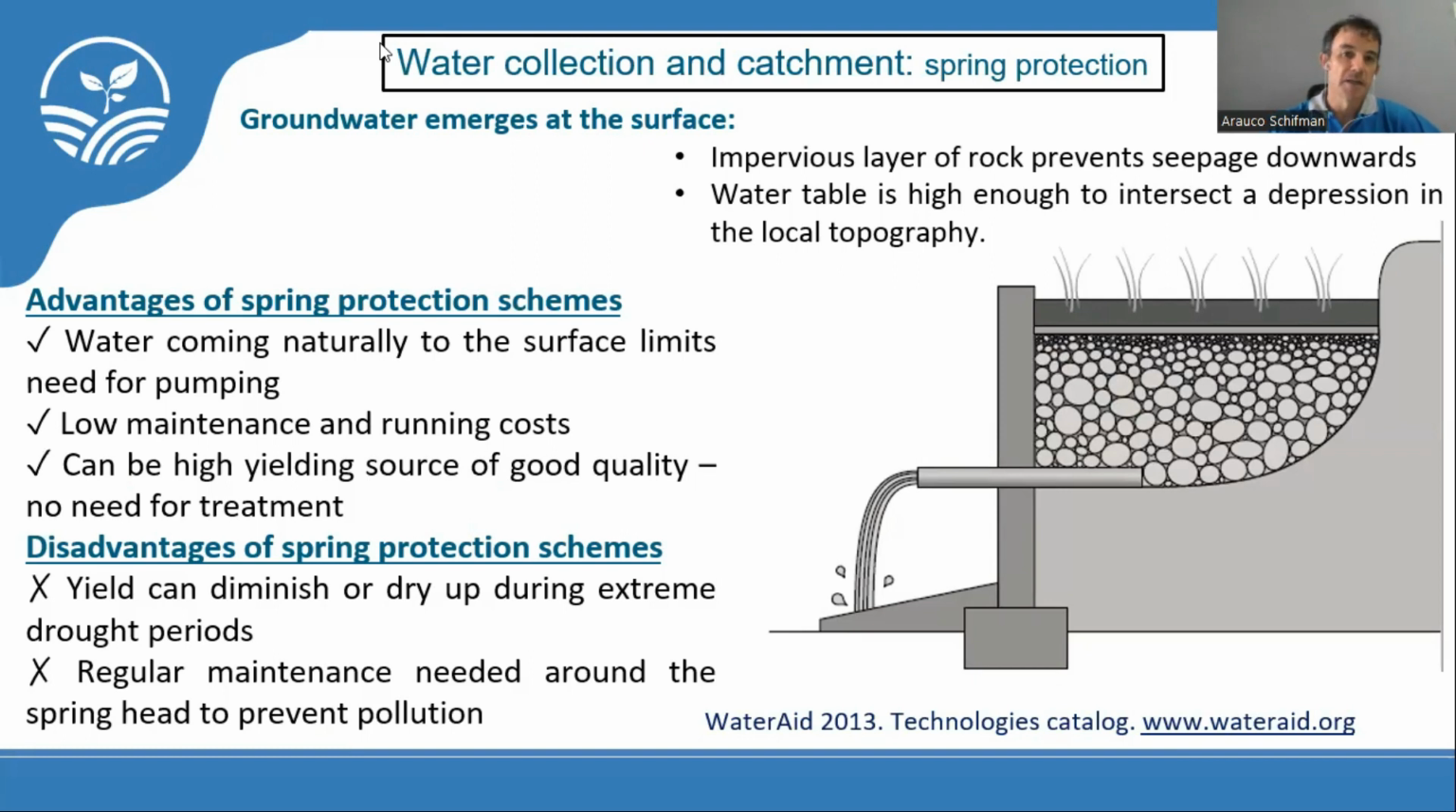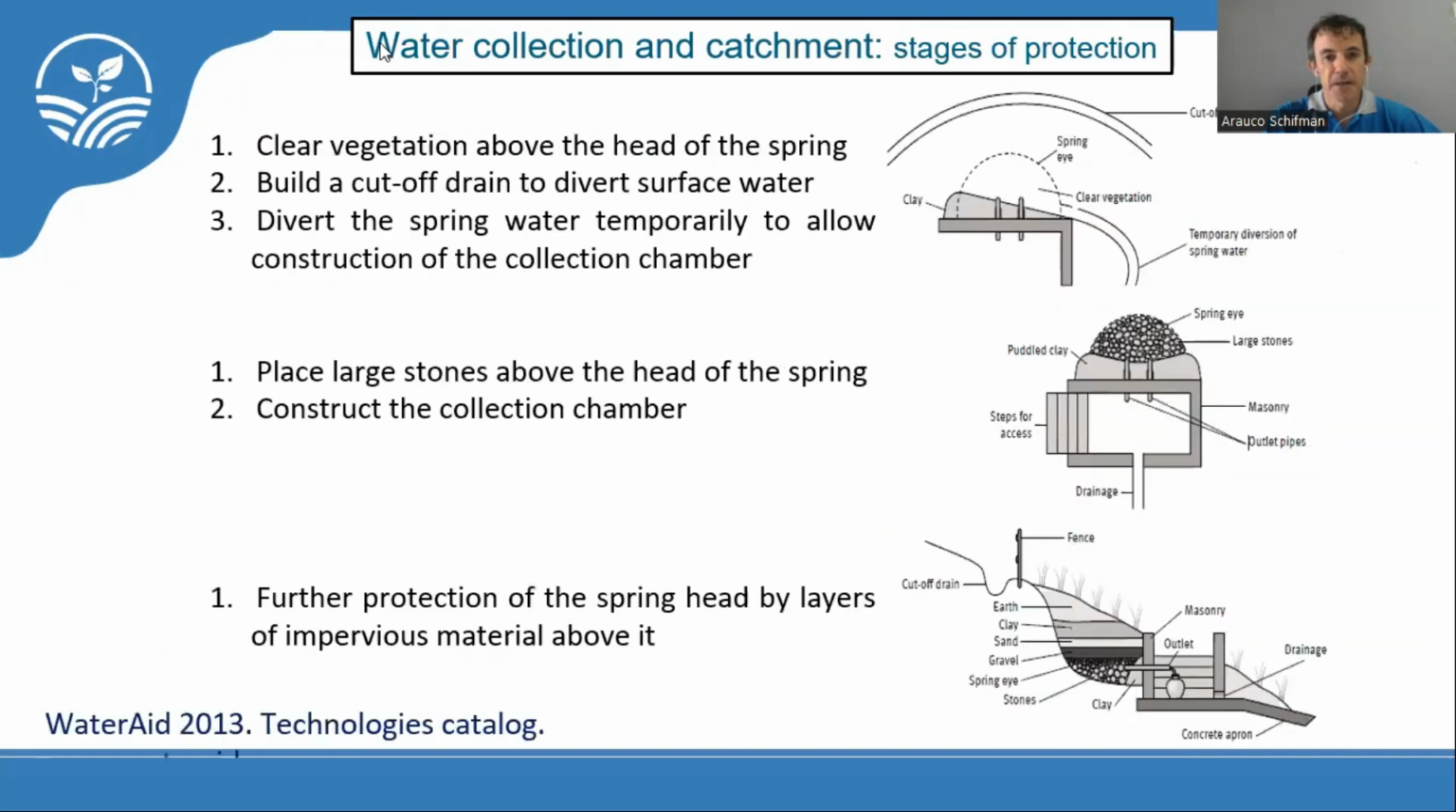The water collection and catchment from spring protections: springs are water that emerges at the surface. We need to build some kind of structure to, in the first place, identify where the spring is, and then protect that spring from contamination, of different kinds. And then we can conduct that water to another place for storage. Here we can see the different steps that we need to take in order to protect that spring.